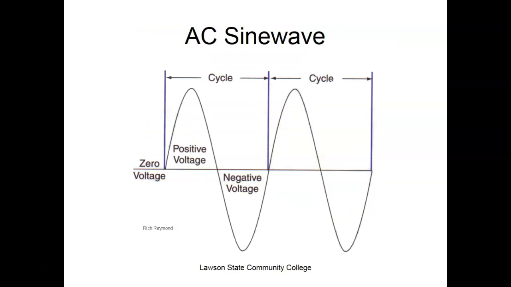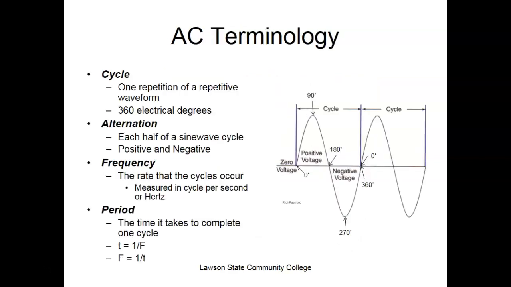So this is some terminology. One repetition is called a cycle. Are we okay? By the way, this is out of my book. A cycle is one repetition of a waveform, or 360 electrical degrees. Frequency is the rate of the cycle measured in cycles per second, or hertz.